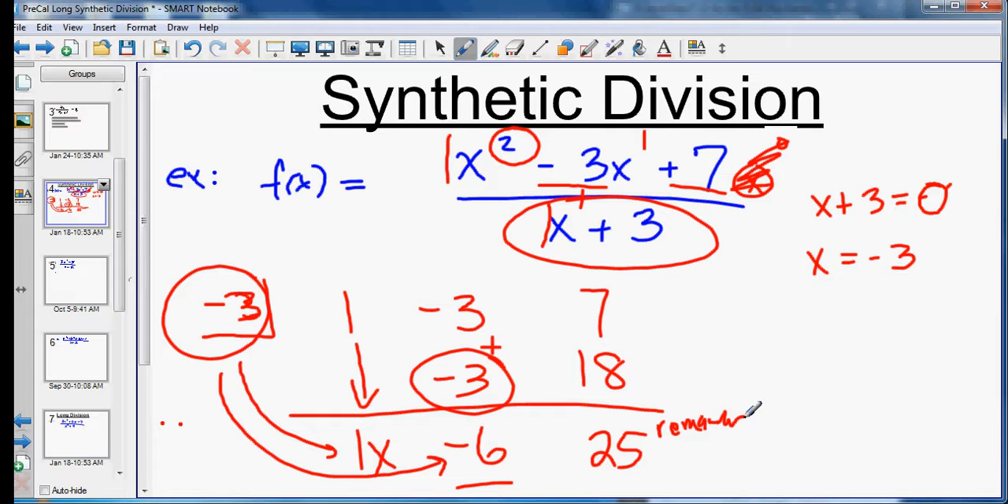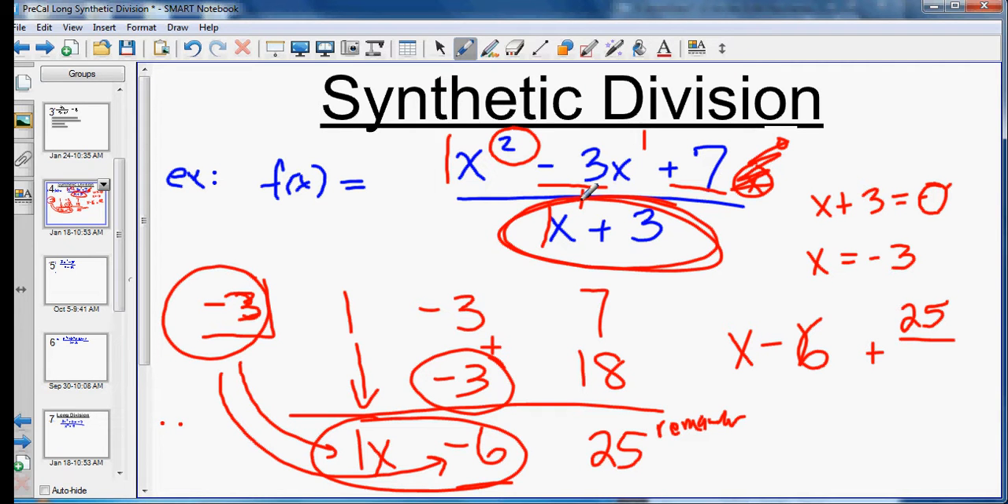So how we need to write this answer is x minus 6, I'm pulling that from right here, plus my remainder, which is 25 over x plus 3. So you always put your remainder over the original denominator. So the remainder, if you have one, if you have a 0, don't worry about it. But if you have a remainder, you need to put it over top of your original denominator.